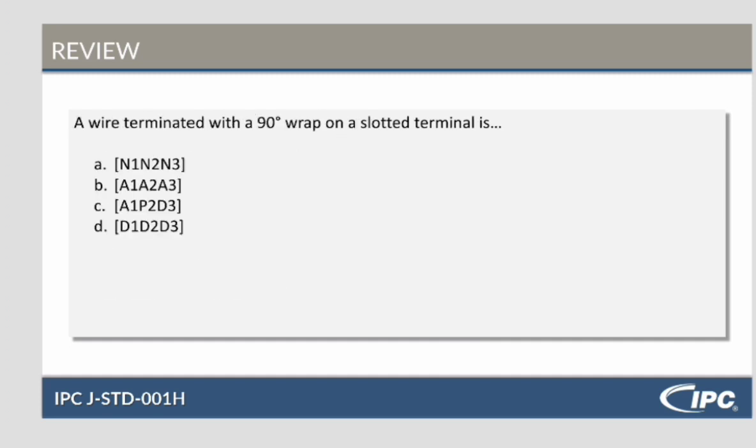A wire terminated with a 90-degree wrap on a slotted terminal. It's a slotted terminal, it goes straight through. You cannot have it wrapped for a Class 3. So we know it's either C or D, but it is not a defect for Class 1. I don't know why you're wrapping against a slotted terminal, but it's acceptable actually for Class 1. So that is C. Okay, that is it.